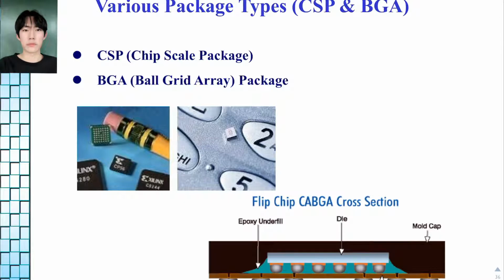Next is CSP type and BGA type. BGA type is matrix type. It has a solder ball array in the backside. This is the backside. So the faulty rate is low, but changing is difficult. CSP type has solder balls more dense than BGA type. CSP type size is less than 20% of semiconductor size. This is very small.